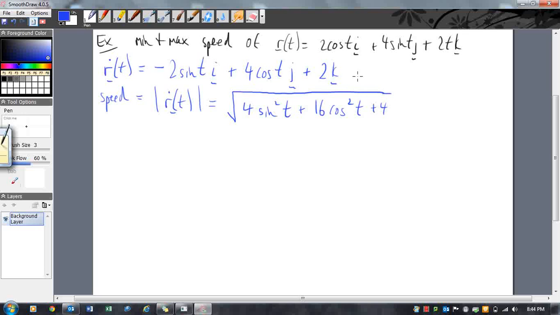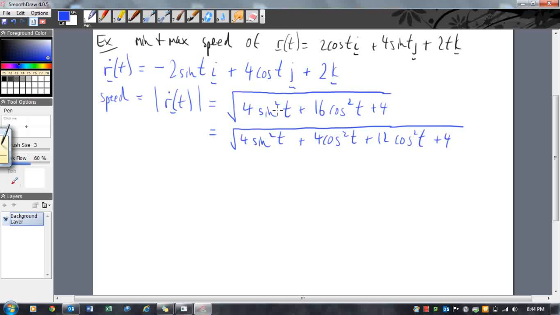Now let's see if we can simplify this a little bit. What we've got there is, I'll write it out, 4 sine squared t plus 4 cos squared t plus 12 cos squared t plus 4. The reason I've done that is, whenever you're finding minimums and maximums, we don't like having a sine and a cos in there. We want them to be both the same, or the one function, because they're very hard to distinguish, because they're different values for different values of t. Very hard to think about.